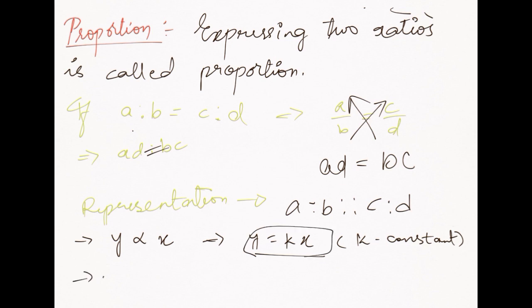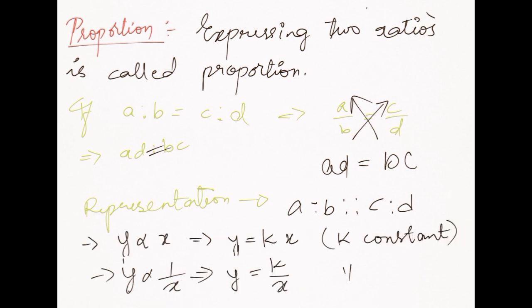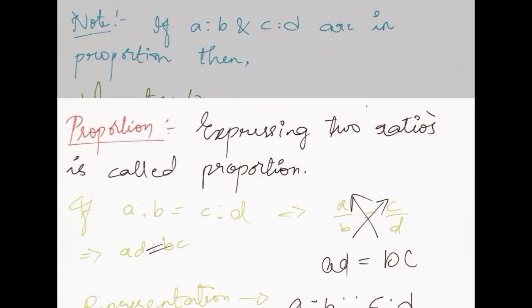Okay, now if y is inversely proportional to x, that means if y is increased, x will decrease. Then y equals k by x, where k is again a constant. In a similar way you can understand this also. So these are something which you can remember, or you can just directly get it. Okay, next we have some types of proportions.